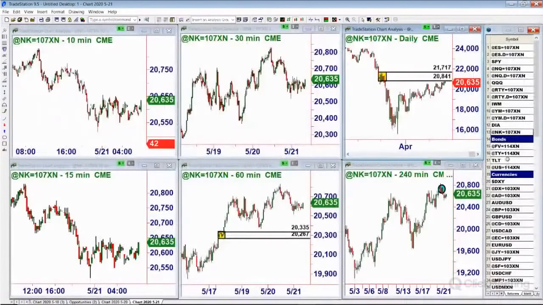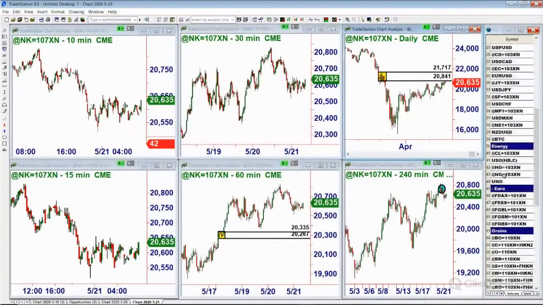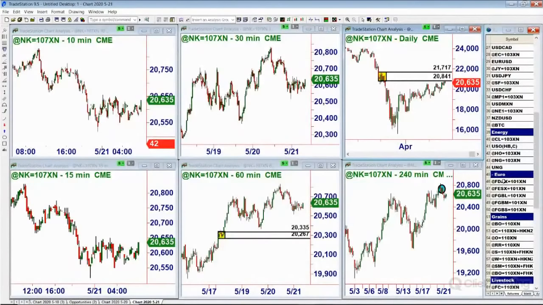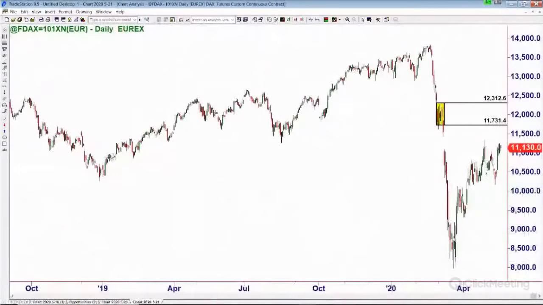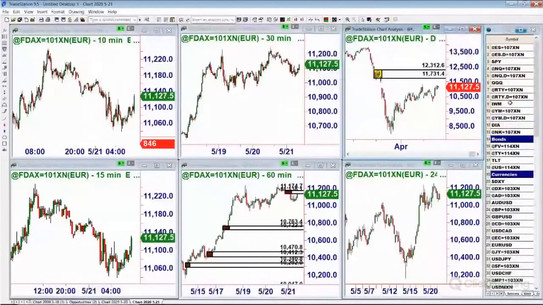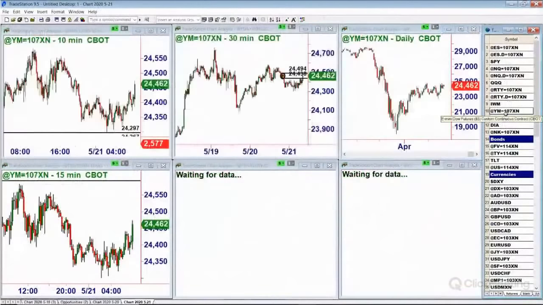And then some more context just before we go to the Dow. Here's that DAX supply as well, 11,731. Just some context, so we have a solid understanding of where that whole global supply and demand relationship is in the equity index markets.